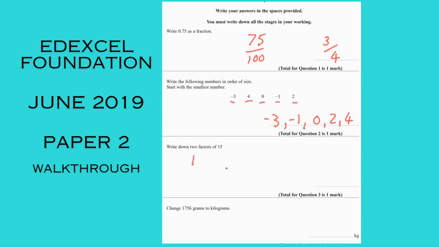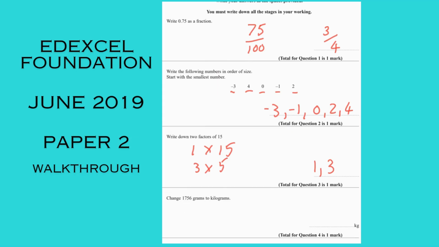When listing factors, always best to pair them up, no matter what you're doing, and then you can pick any two required. Doesn't really matter which one you fancy.